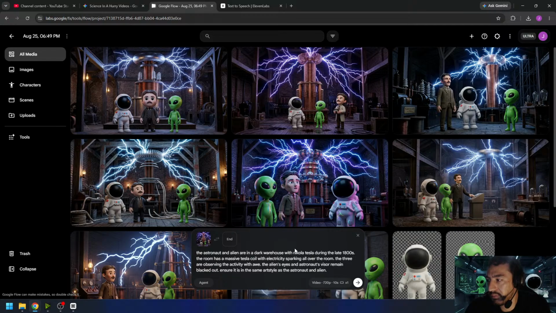And now I have already most of the instructions I need. So astronaut and alien, I'm not going to change any of this up until the instruction of ensure it is in the same art style. We don't have to worry about that because we have the image produced. So it is in the same art style. But I will say keep the camera stationary as always. So the camera remains stationary and no music, no speech.